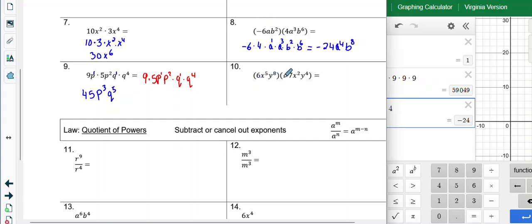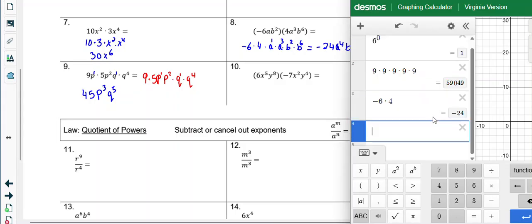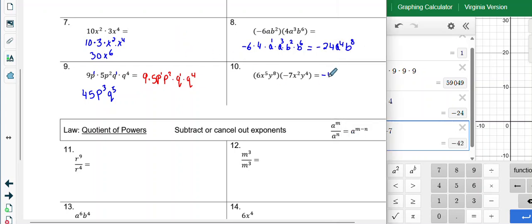All right, 6 times negative 7 is negative 42. And then x is 5 plus 2, which is 7. And then you have y to the power of 8 plus 4, which is 12. And that's that.